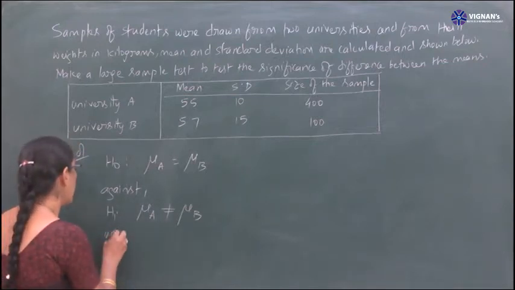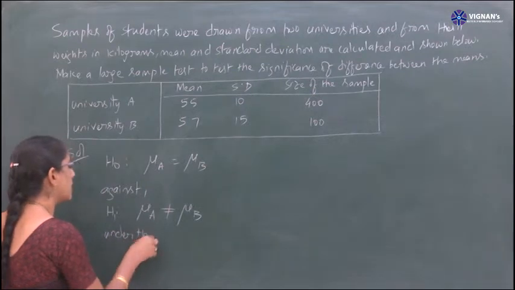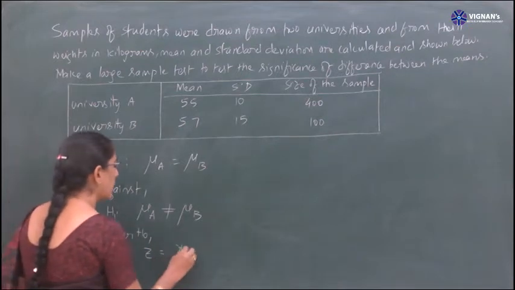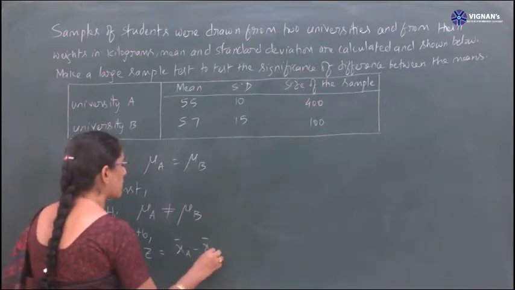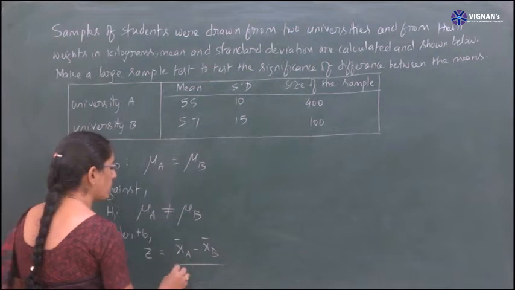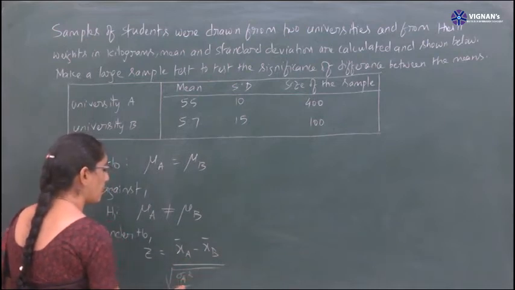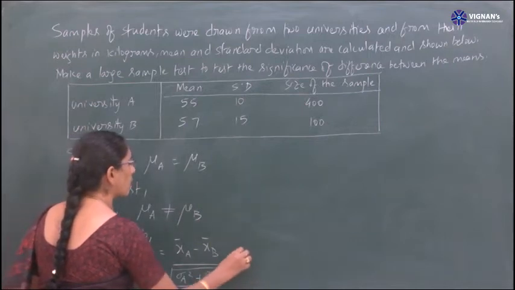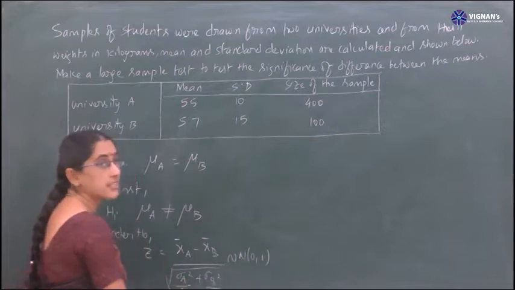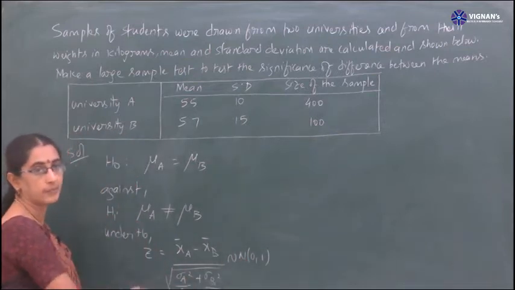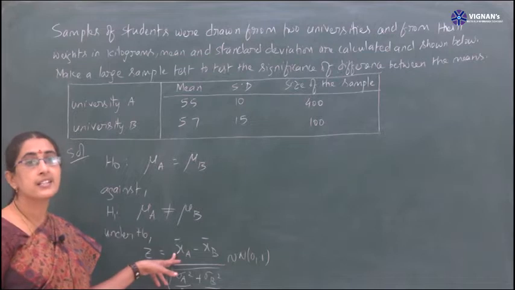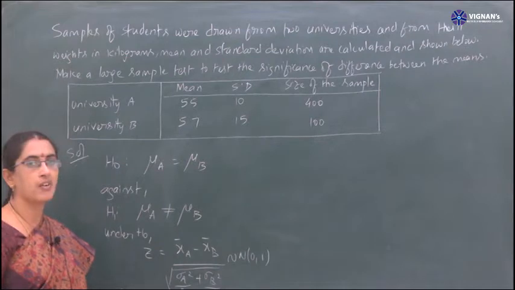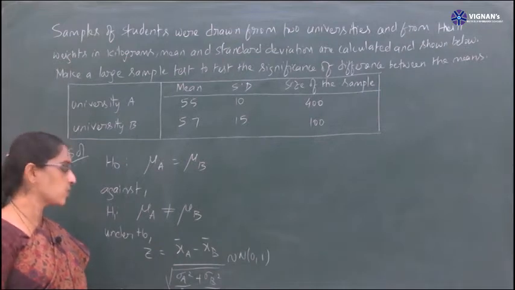Then under the null hypothesis H0, the test statistic is given as Z equal to x bar A minus x bar B by square root of sigma A square by n1 plus sigma B square by n2, which follows a normal distribution with mean 0 and variance 1. Actually the test statistic formula is x1 bar minus x2 bar by square root of sigma 1 square by n1 plus sigma 2 square by n2.